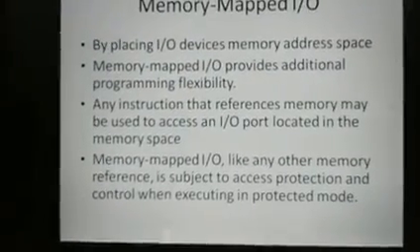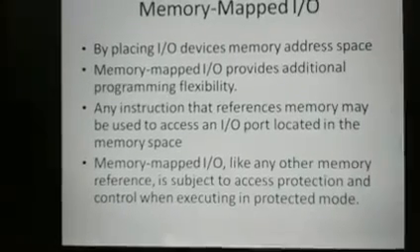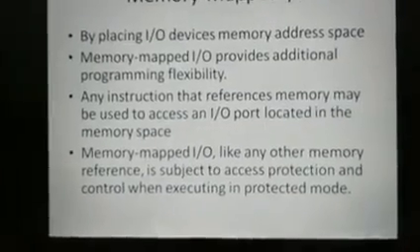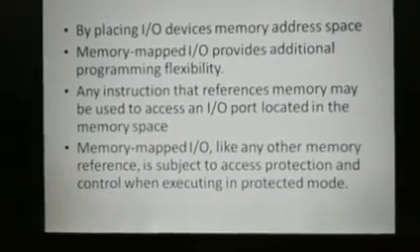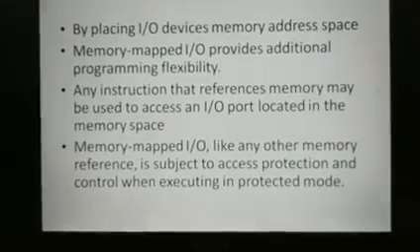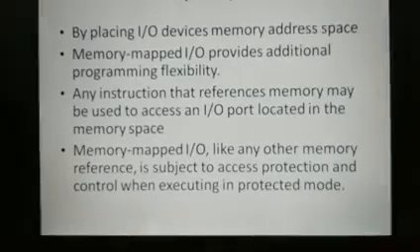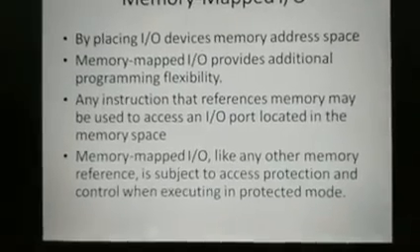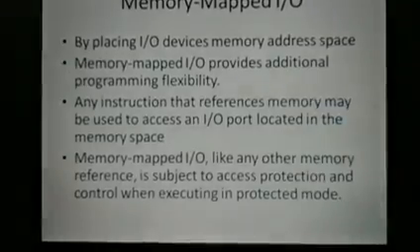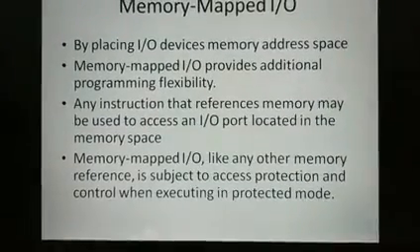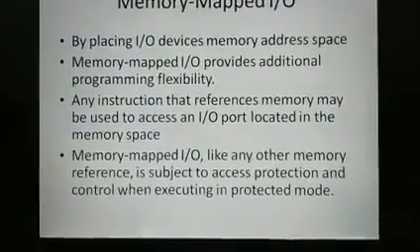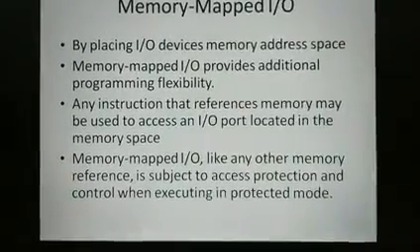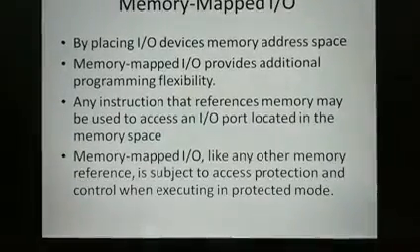And the third one is any instruction that references memory may be used to access an input output port located in the memory space. For example, the move instruction. You can use the move instruction to transfer data from register to memory, from memory to register, from an immediate value to memory, from an immediate value to register. So the move instruction is a memory mapped instruction, which means you can directly use the move instruction for transferring the data. But if you are using the input output address space, in that case you cannot use any instruction without checking the privilege level.